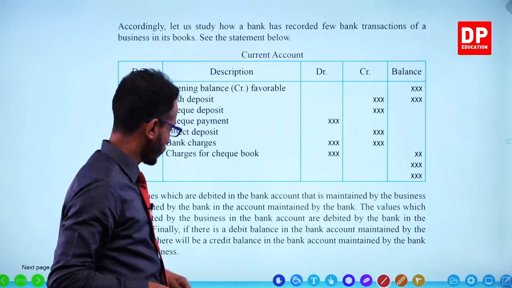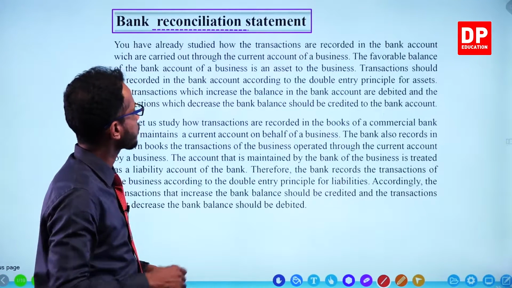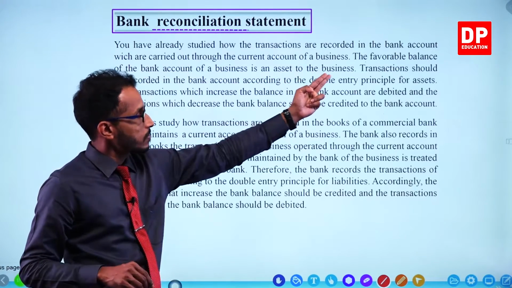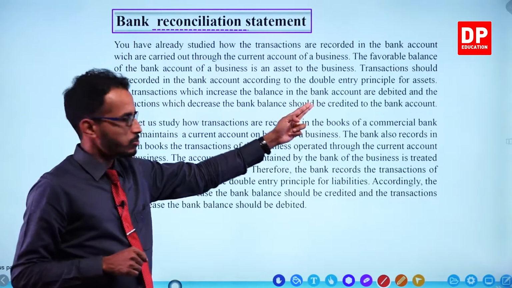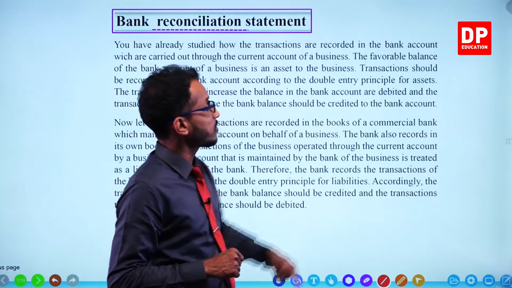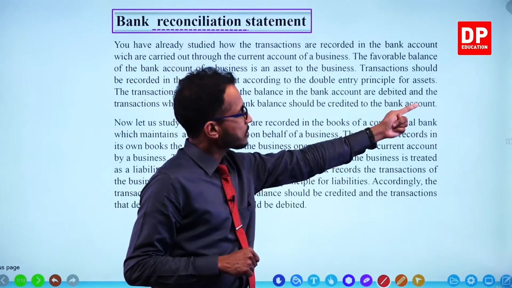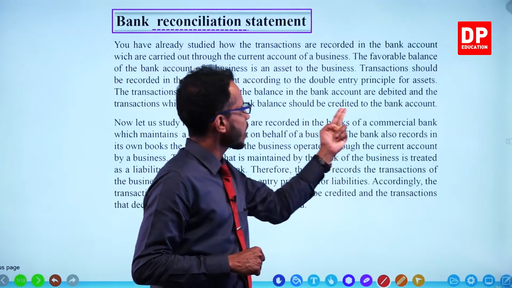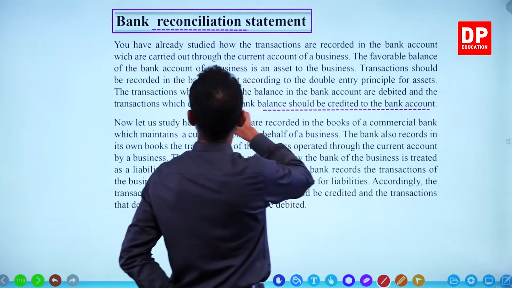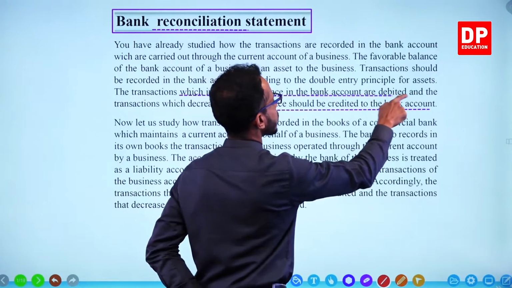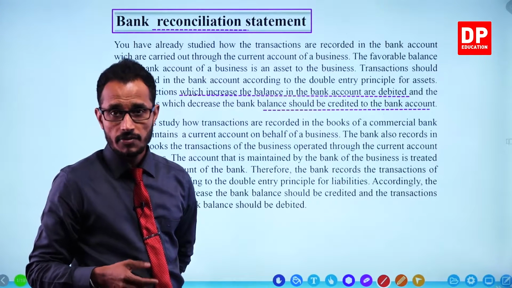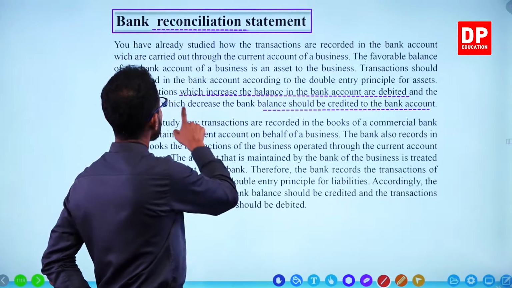All right, you'll learn that. Okay, the first para tells about the bank account, children. The transactions should be recorded in the bank account according to the double entry principle of assets. The transactions which increase the balance are debited, and the transactions which decrease the balance are credited. Simply what we have learned when we prepare the bank account. Same things, right?